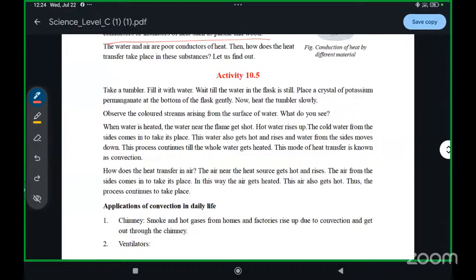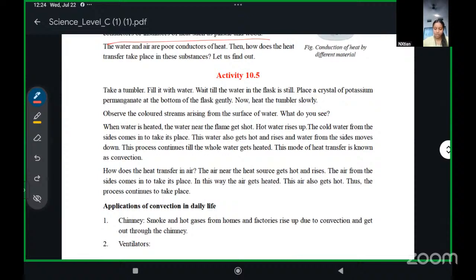One more activity is here. Take a tumbler and fill it with water. Wait till the water is still. Place a crystal of potassium permanganate at the bottom gently. Now heat the tumbler slowly. Observe the colored streams arising from the bottom.